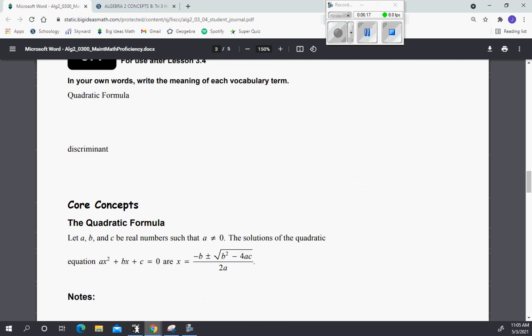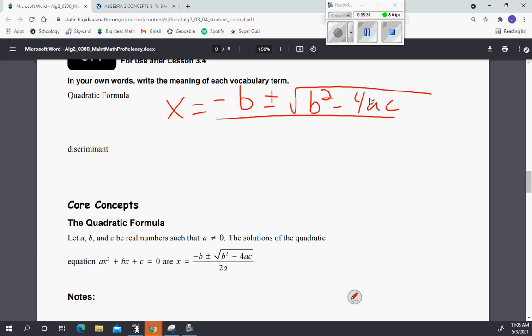Quadratic formula. Let's see if you remember. X equals negative b plus or minus the square root of b squared minus 4ac all over 2a. Very good. The discriminant is just what's under the square root: b squared minus 4ac. This discriminant helps find how many solutions.